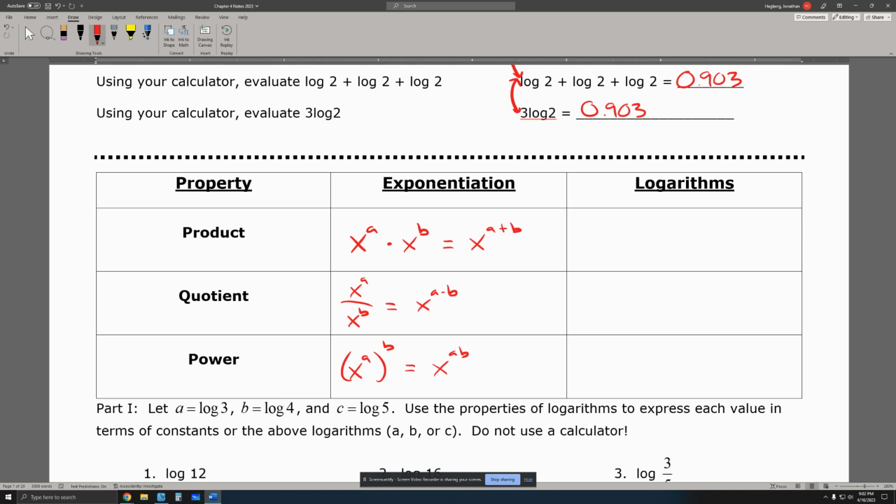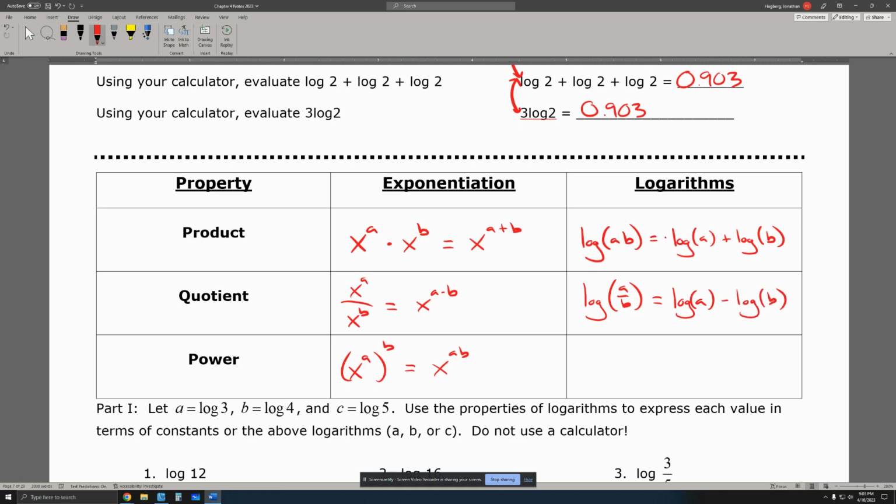Okay? So for logarithms, we follow some similar rules. The product rule, where we have the same base and we add the exponents, is similar for logs, where if we have log of a times b, this is equal to log of a plus log of b. Similarly, for the quotient rule, if we have log of a divided by b, or the quotient or ratio of a and b, this is equal to log of a minus log of b.